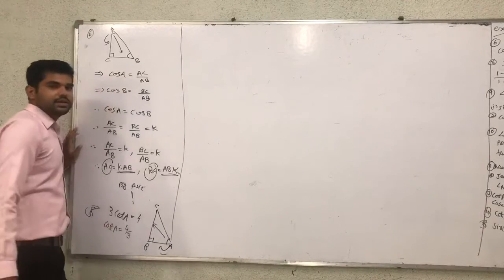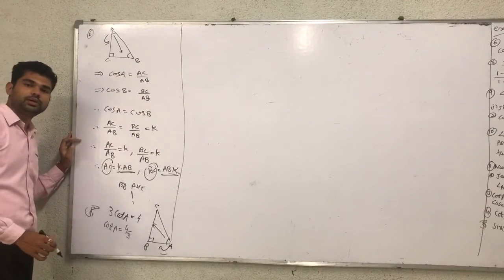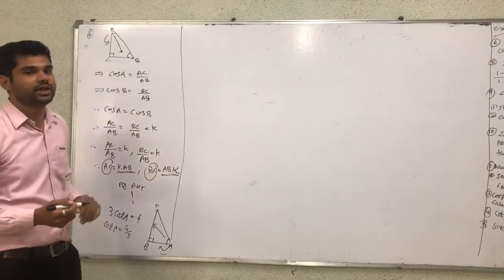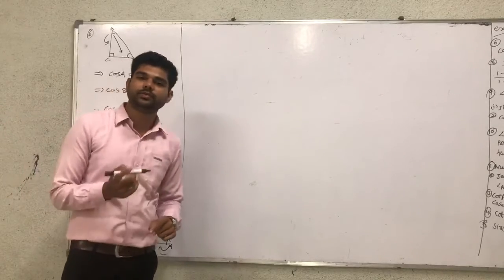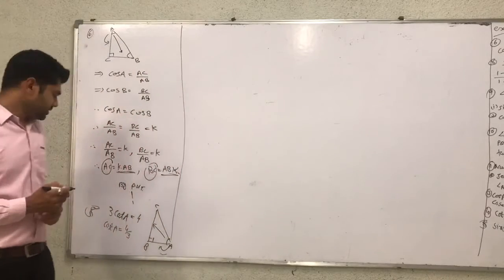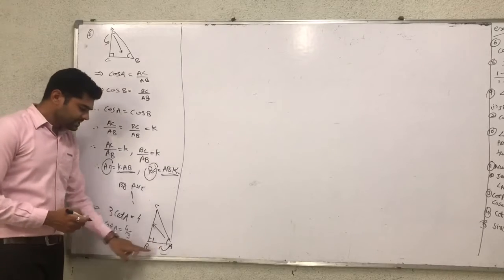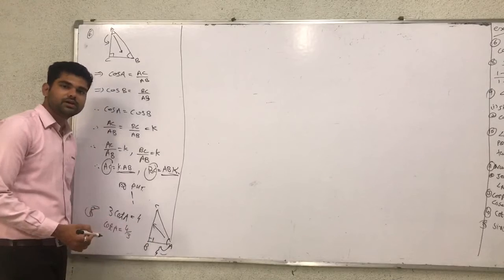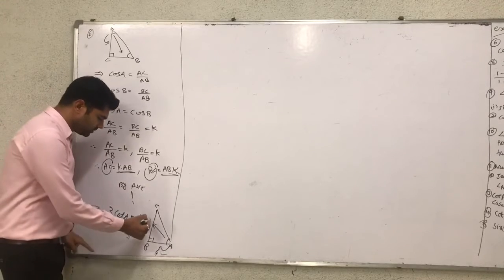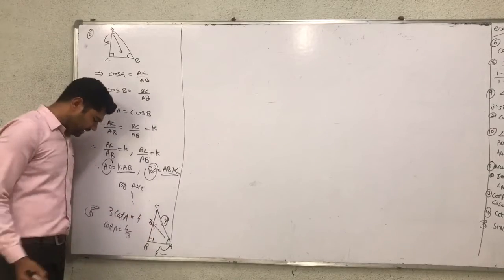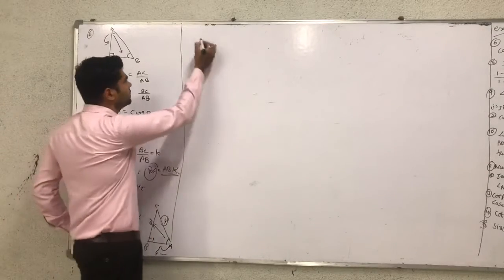Cot means adjacent upon opposite, the reciprocal of tan, and tan is opposite side upon adjacent side. So cot is equal to adjacent side upon opposite side. The adjacent side of angle A is equal to 4. The opposite side of angle A is equal to 3. So find the value of AC by using Pythagoras theorem.